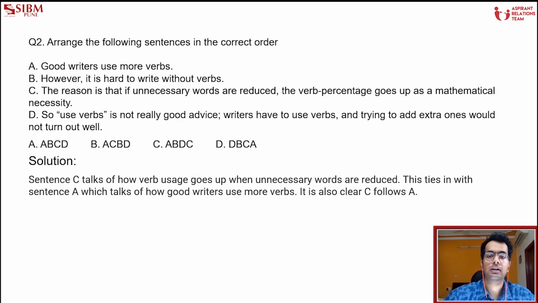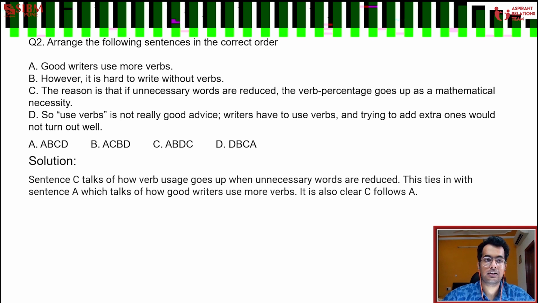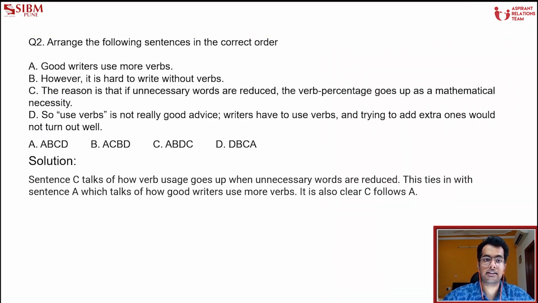So first, a good approach to go about solving these questions is to figure out which 2 sentences go together. Here we know that sentence C talks about how verb usage has gone up when unnecessary words are reduced, right? And sentence A talks about how good writers use more verbs. So it's very clear that C should follow A, right? So we know that C should follow A.